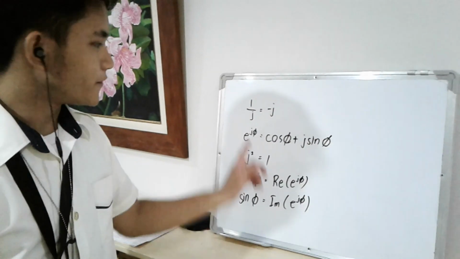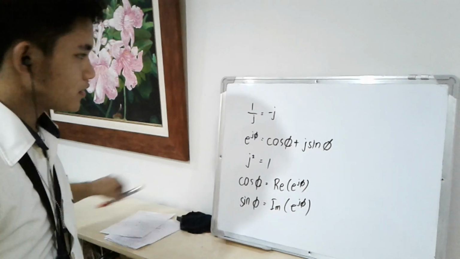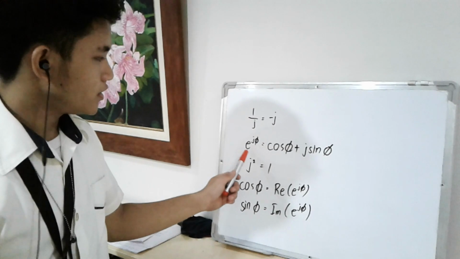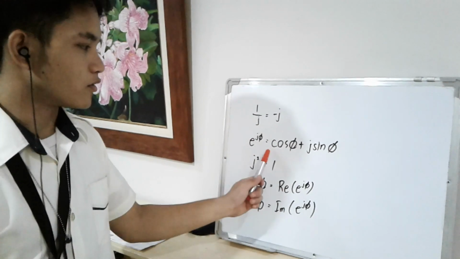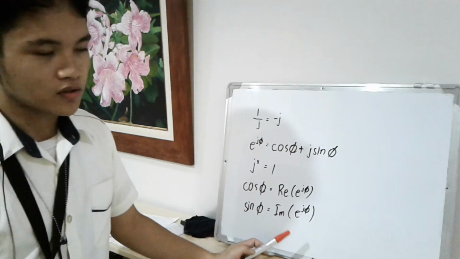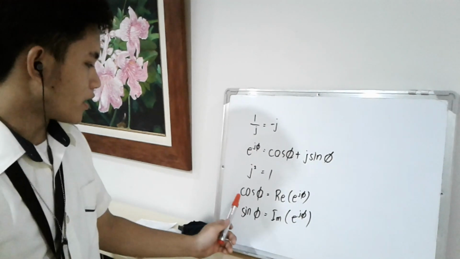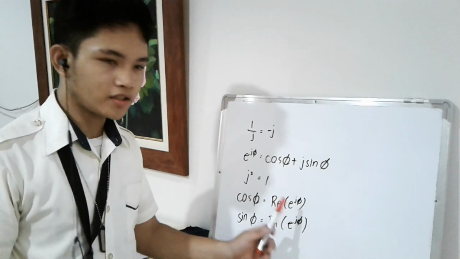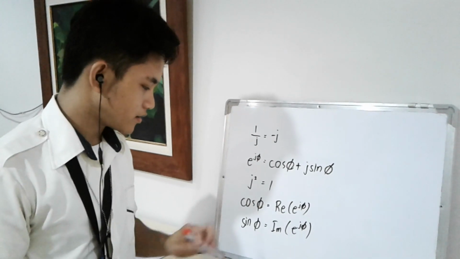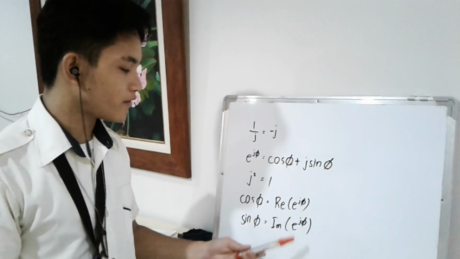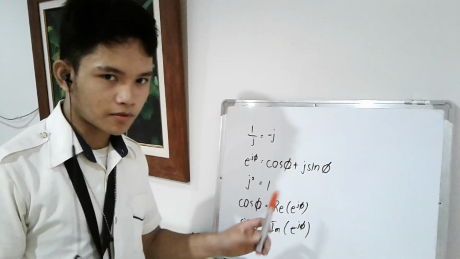So take note of these identities. 1 over j is equal to negative j. e to the j phi is equal to cosine phi plus j sine phi. j squared is equal to negative 1, and cosine phi is the real part of e to the power of j phi. Sine phi is the imaginary part of e to the power of j phi.